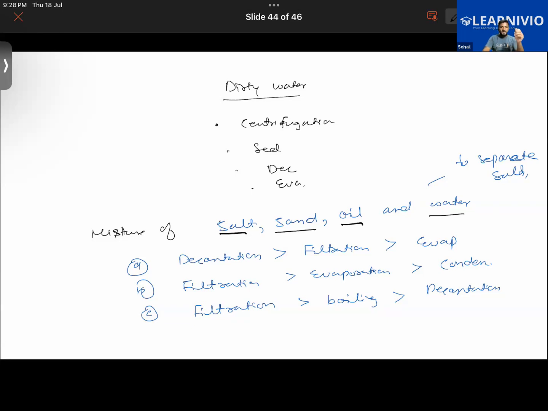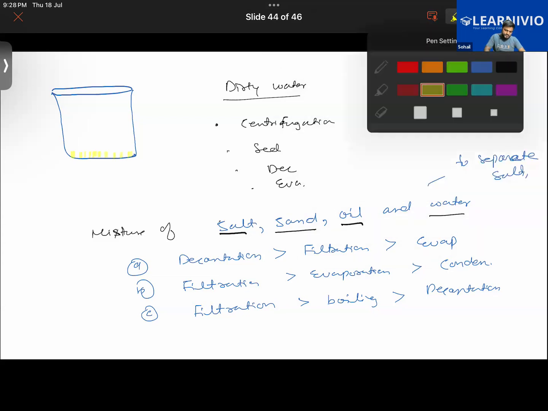So just think of the mixture first. You have sand, salt, oil, and water. I'm drawing a glass beaker over here. First of all, you answer me, which one is heavier in this? Out of sand, salt, oil, and water, which one is heaviest? Sir, sand. Sand, very good. So sand will be settling at the bottom.